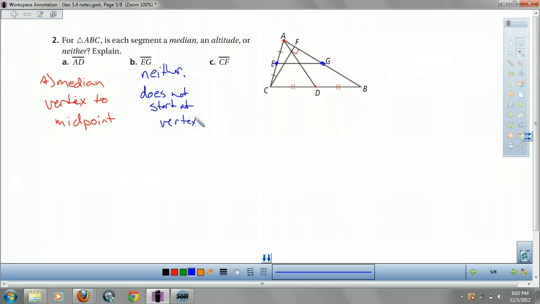Okay, and last, CF. We started at a vertex and ended up perpendicular, so that is an altitude. Because it goes from vertex to perpendicular to the opposite side. What's an altituder? Just altitude. It has the attitude to be an altitude. Because it has the right attitude, right angle, to be an altitude.